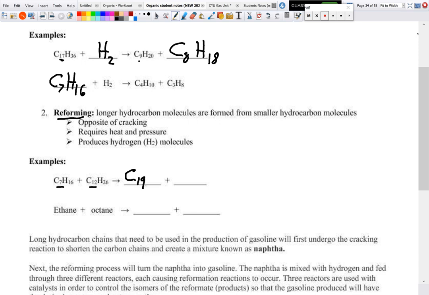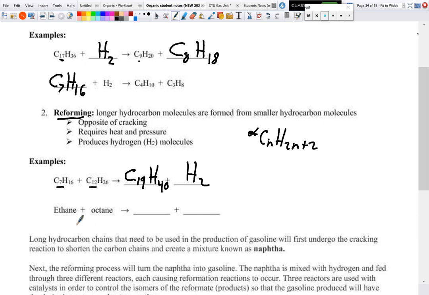C19, right? And of course, our chemical formula, CnH2n+2. So 19 times 2 is, hopefully our math is right on this one, 38, and then plus 2, we get H40. And of course, we produce hydrogen.